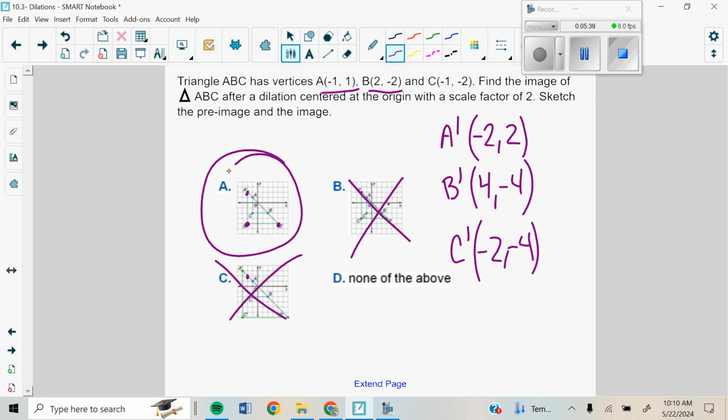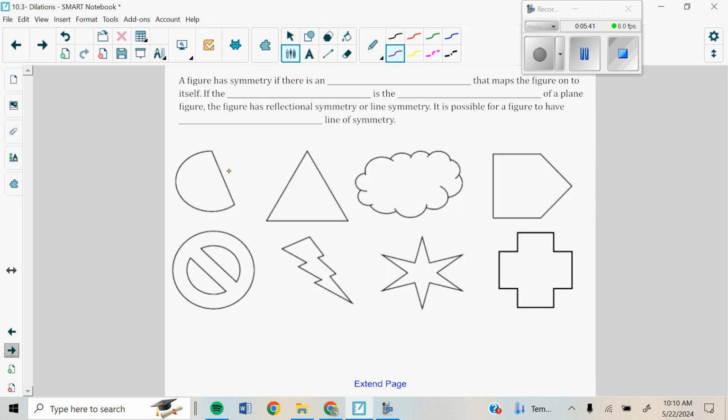Dilations, short and sweet. Let's also talk about symmetry. Symmetry, a figure has a symmetry if there's an isometry that maps a figure onto itself. So remember, isometry says that it's same shape and size. So if I can map onto itself, then it's going to be it.